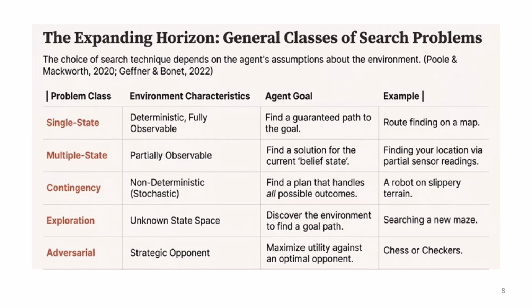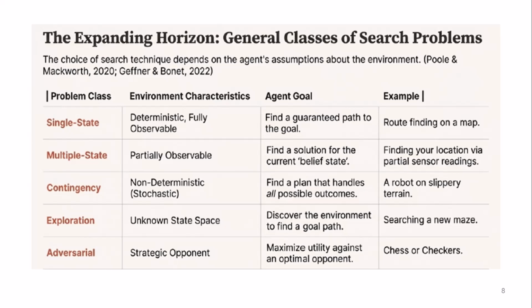For multiple state problems, the environment is partially observable. The agent doesn't know its exact state, only a set of possibilities, that is a belief state. For contingency problems, the environment is non-deterministic, that is, it is stochastic. Actions might fail or have multiple outcomes. A robot acting on slippery terrain is an example. The solution must be a contingent plan that plans for failures.